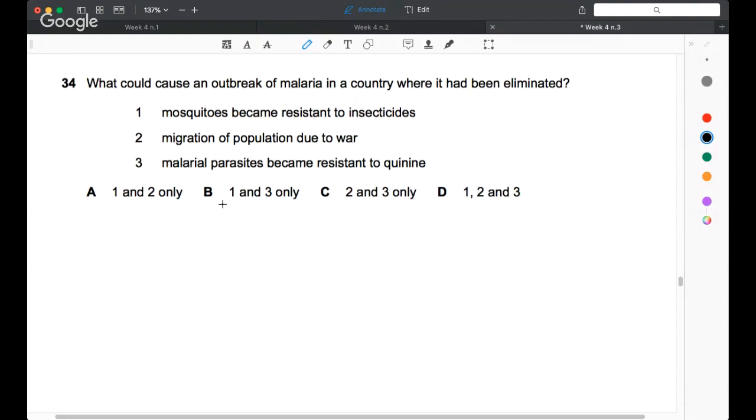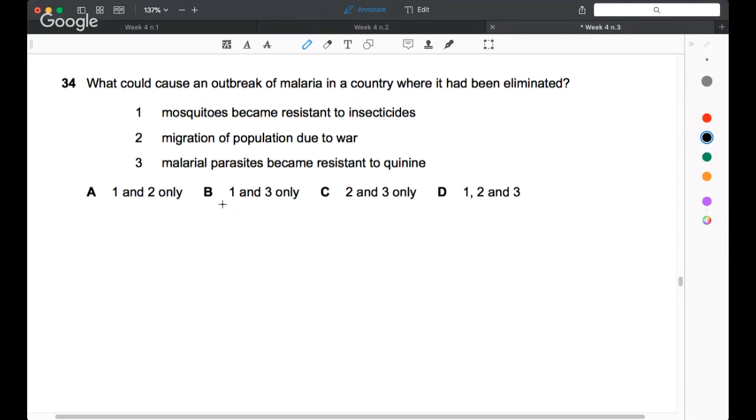Why might you think that it's C instead? So the answer one, mosquitoes become resistant to insecticides. So the fact that that could still cause an outbreak in a country where it's been eliminated, how can mosquitoes that are resistant to insecticides still cause malaria in a country where malaria has been eliminated? Because like that's a transmission pathway. Yeah, and when we're talking about elimination, what does elimination of malaria mean? Well, it means that nobody's suffering from it.